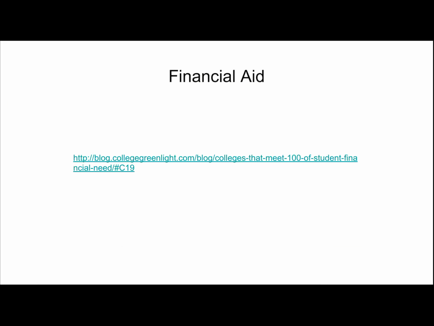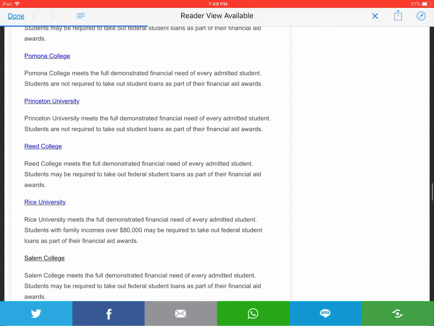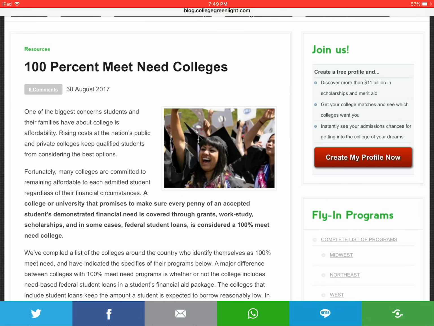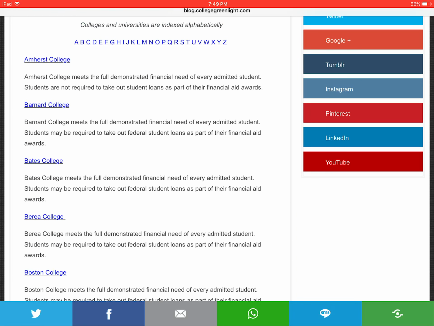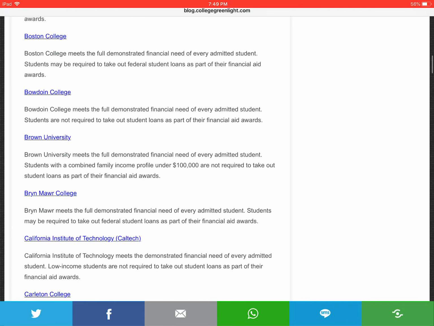And they're actually so rich that they consider low income $80,000 or less. So if you go to this website that I'm going to show you, you can see all the schools in the United States that consider themselves to meet 100% of financial need. That is shown. If we go down, let's see if we can find Brown University right there.